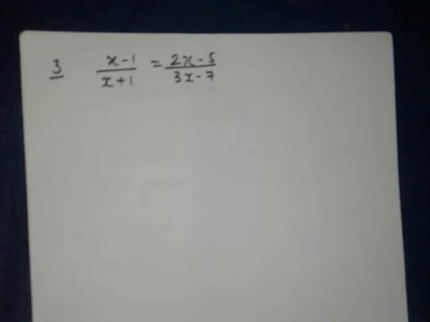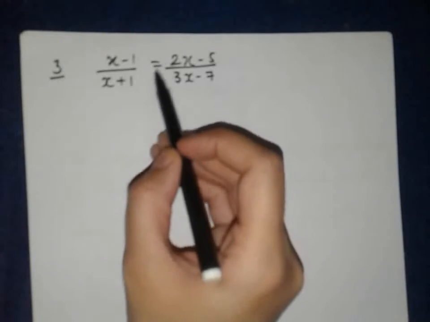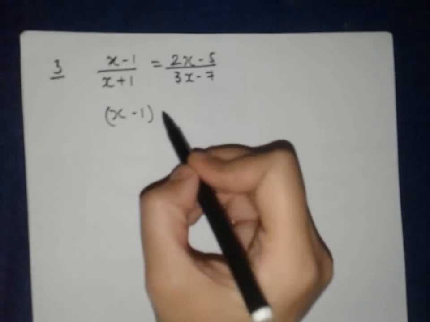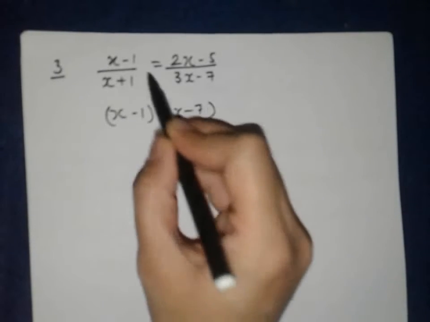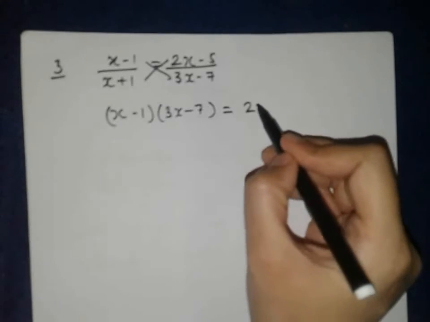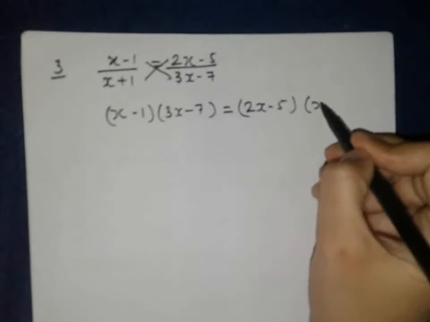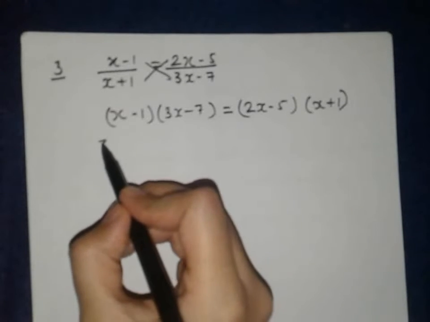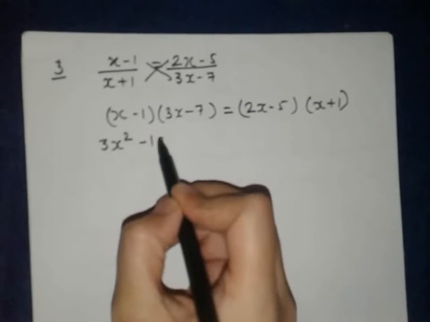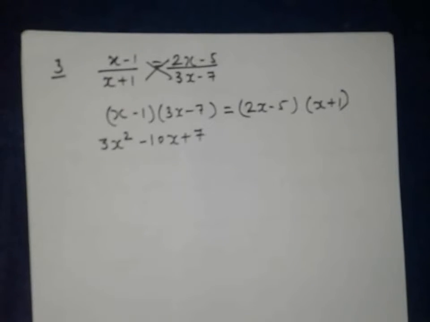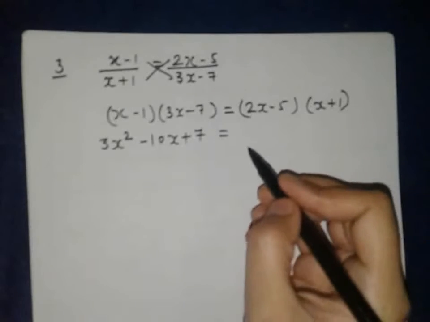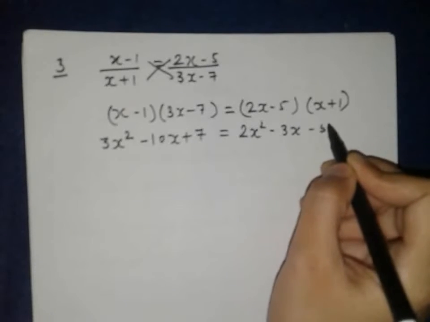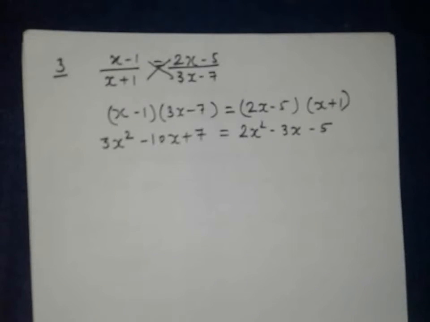After obtaining a fraction on the left hand side and the right hand side, we cross multiply them. This will become (x minus 1) into (3x minus 7), which is equal to (2x minus 5) into (x plus 1). On multiplying these two brackets, what I am getting is 3x square minus 10x plus 7. Multiplication of the other two will give me 2x square minus 3x minus 5. This is the result that I am getting.